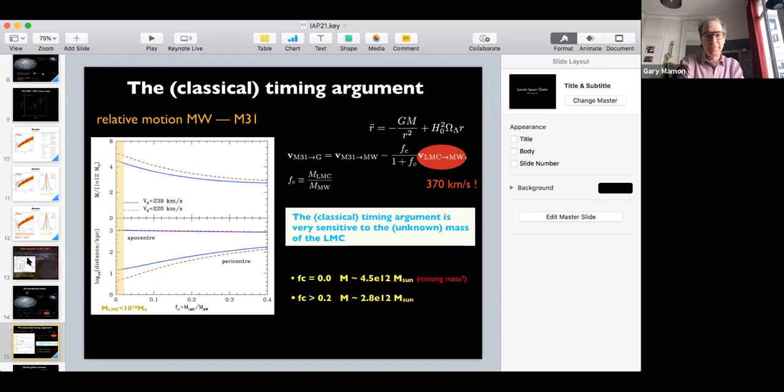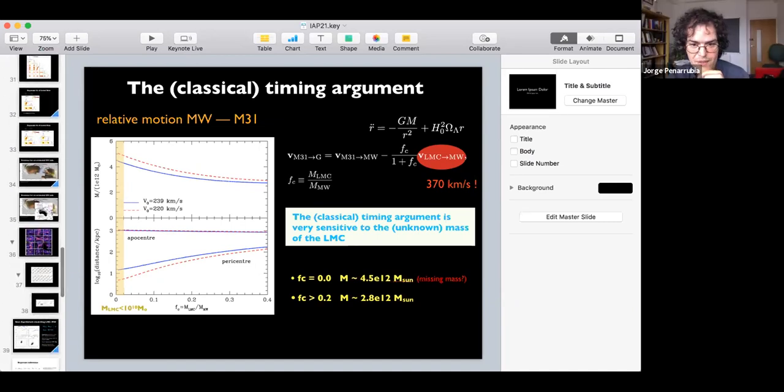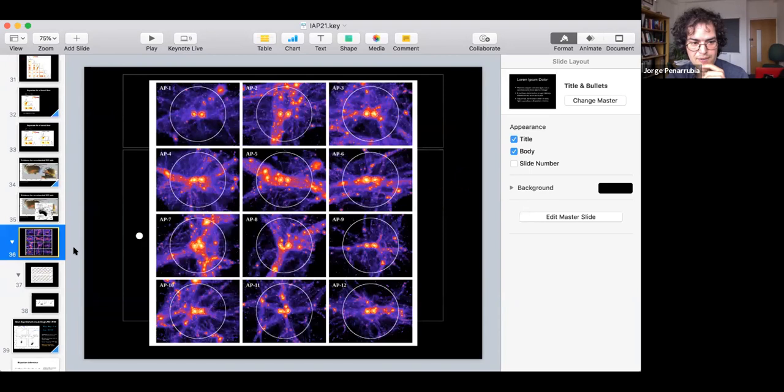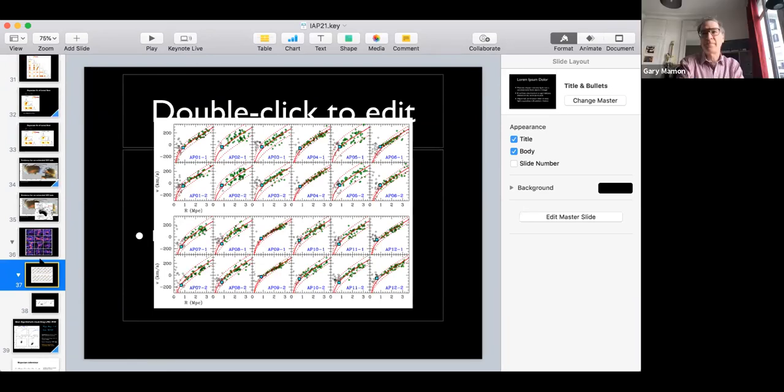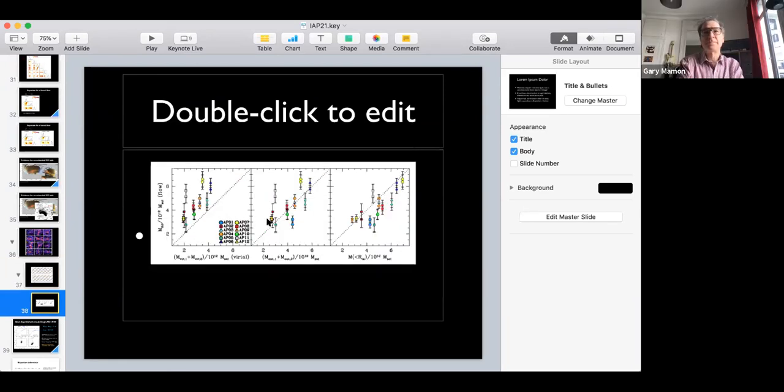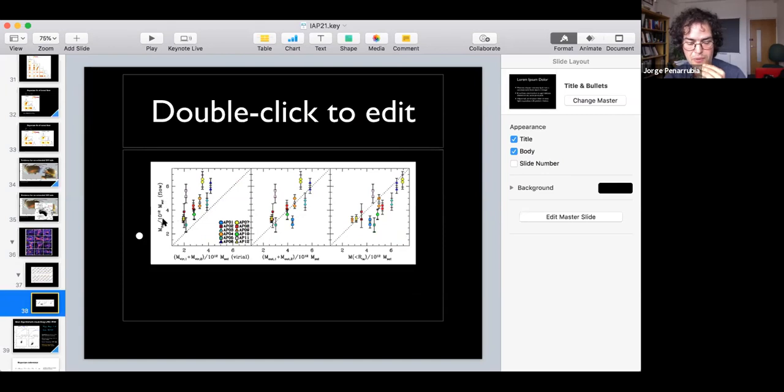Exactly. So I didn't have time to show this, but I'm going to show you one plot. With Asi Fatahi, we looked at the Apostle simulations and applied the same method. And we found that these very simple equations describe the simulations super well. We didn't find a single outlier in the 12 simulations we analyzed. Then we compared the masses and found that the timing argument masses on the y-axis are different from the combined virial masses.